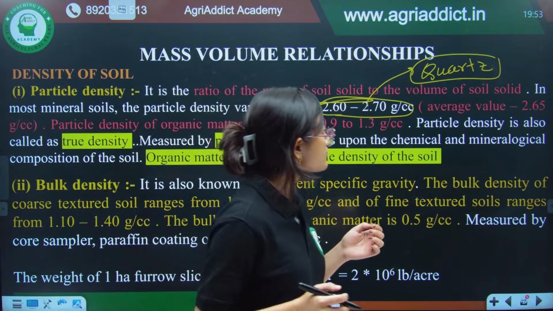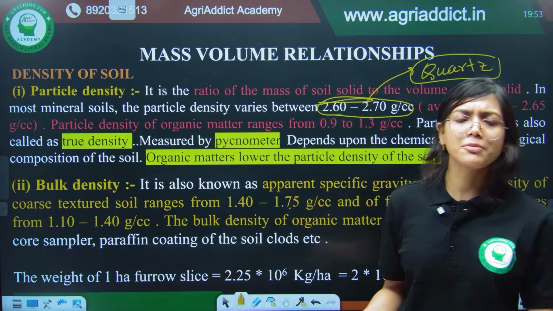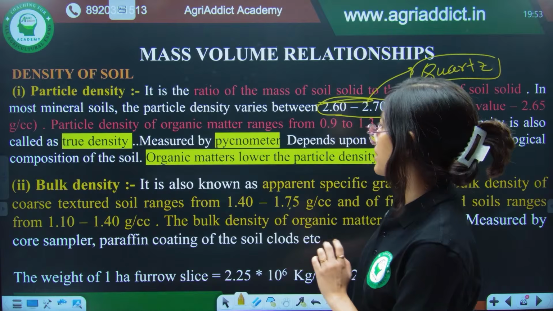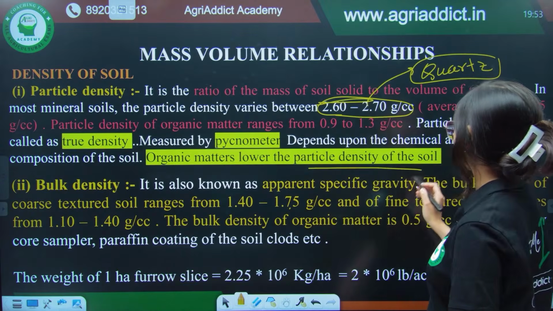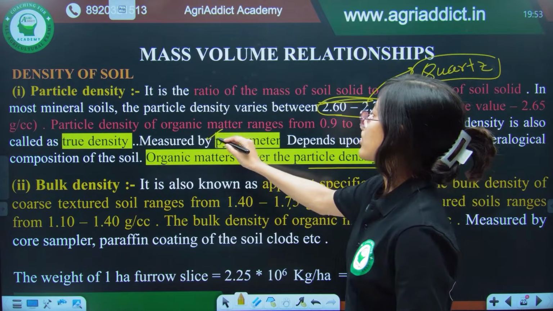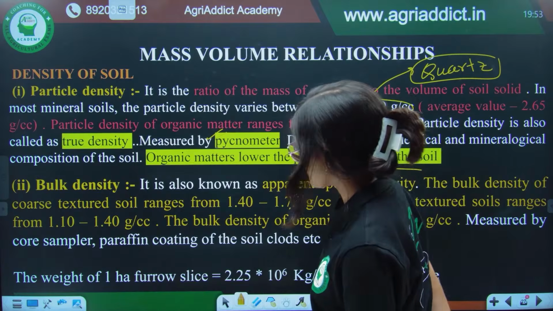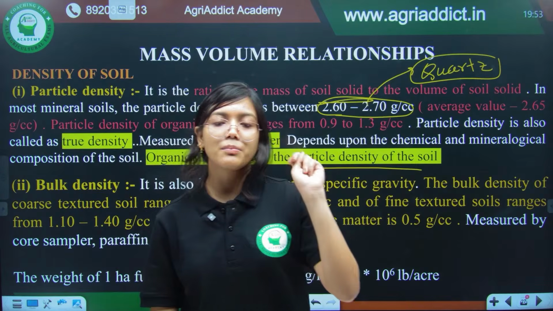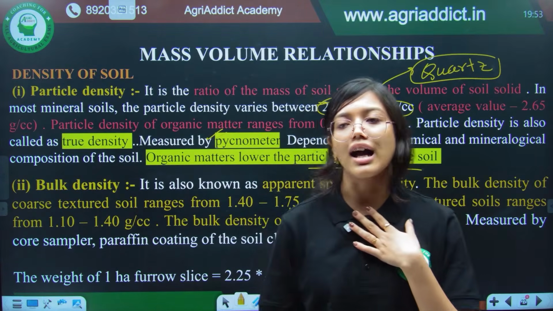Now, it might change if the organic matter content is much more. It will lower the particle density. It is measured with the help of a pycnometer. That is all you have to remember. The second most important thing, very important from an agricultural point of view, is bulk density.